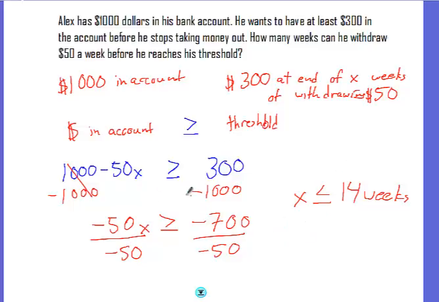Again, solving the inequality was very, very simple, but setting it up was the difficult part. But as long as you start with words, it makes it a little easier.